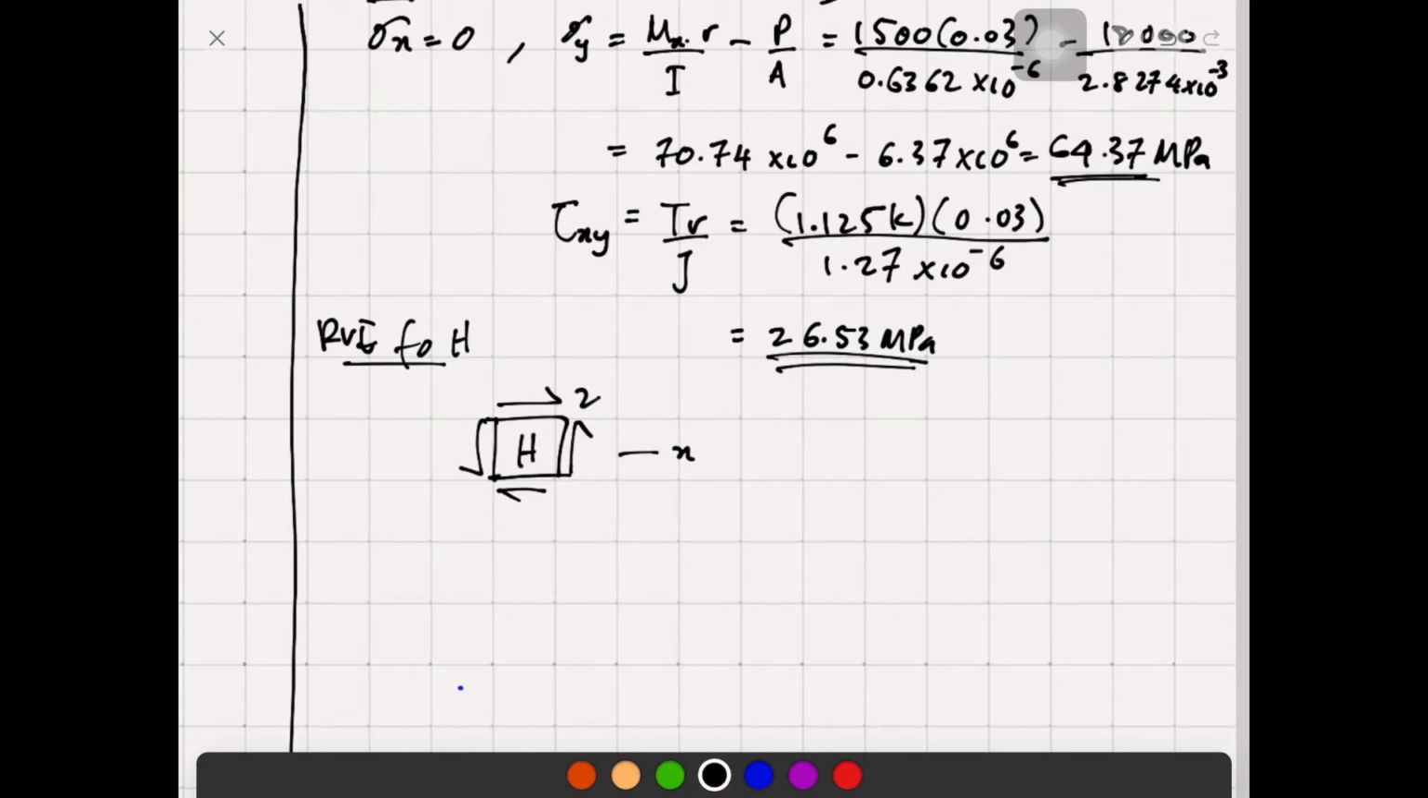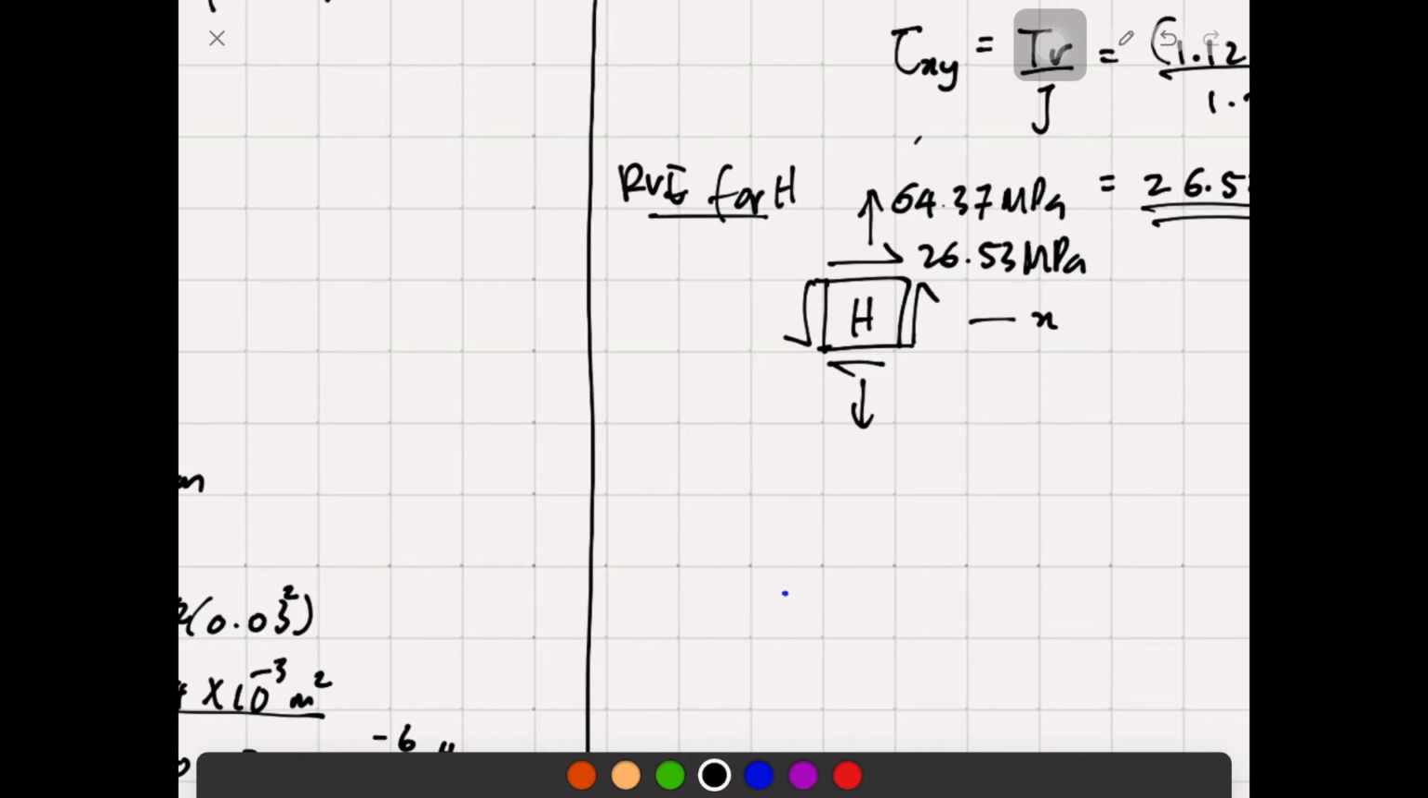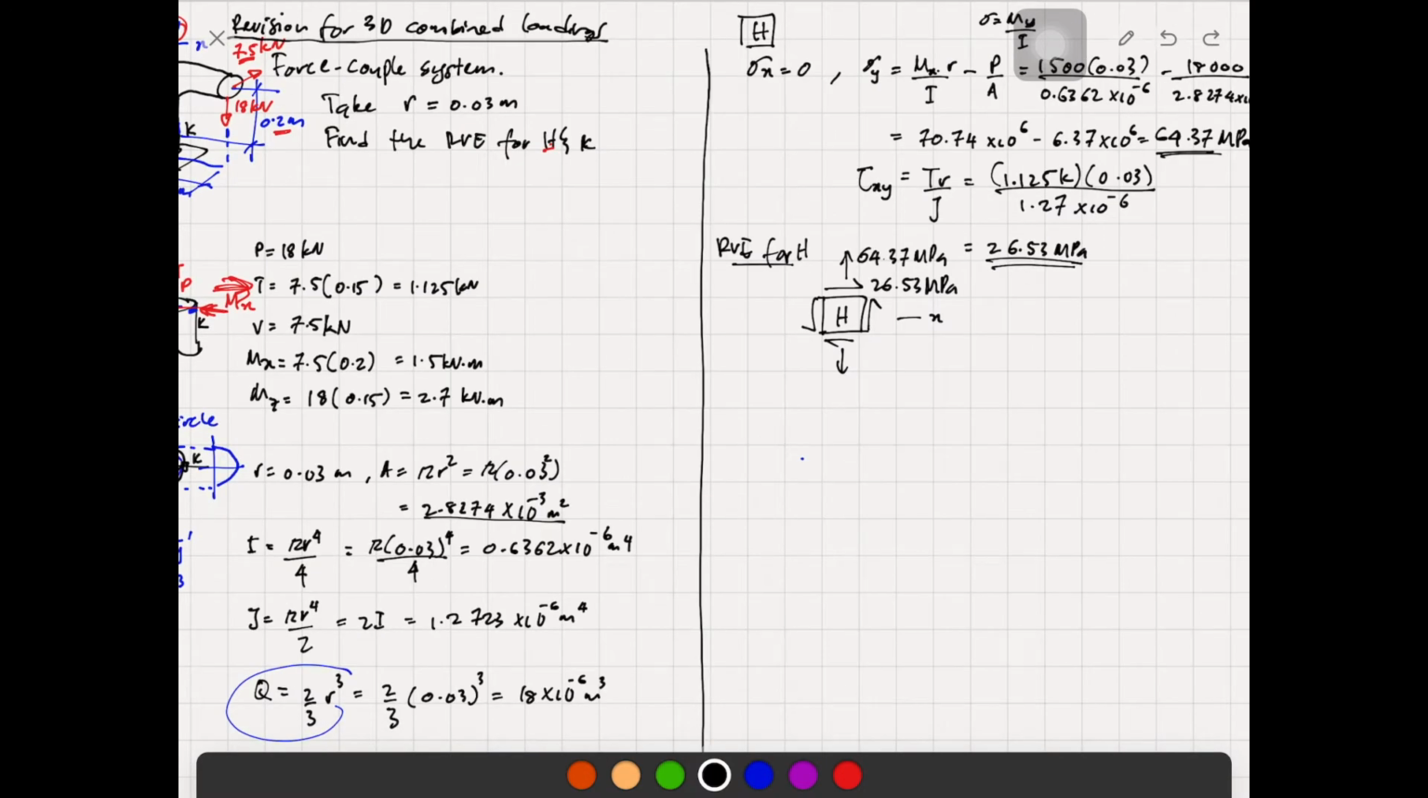The value is just 26.53, right? This is megapascal. And what about the y direction? We have sigma y just now, equivalent to 64.4, which is in this direction. The positive direction for this is actually sigma, 64.37 megapascal. So we have done that for point H in this solution.